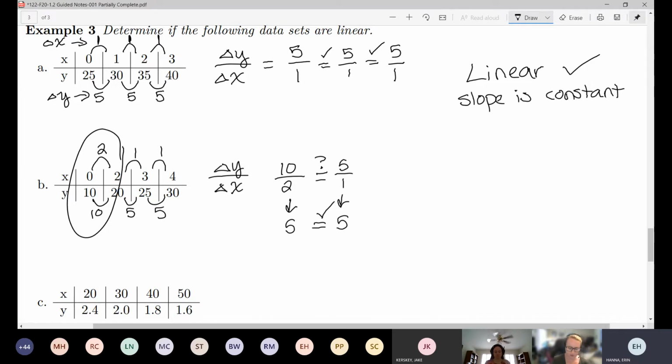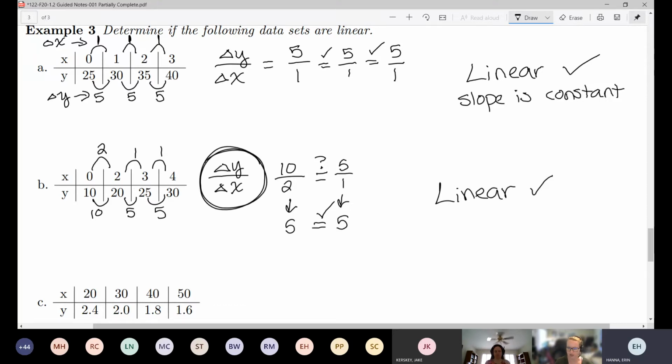So since both of those ratios of the change in y to change in x equal 5, this is also linear. So it doesn't matter that these numbers don't necessarily match. What we care about being constant, what we care about matching, is the actual ratio of the change in y to change in x.